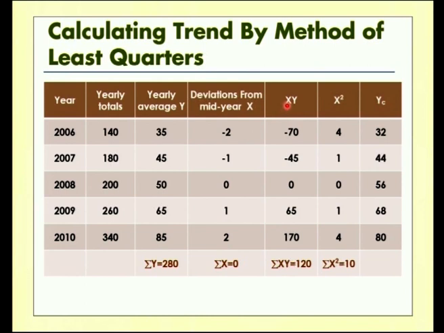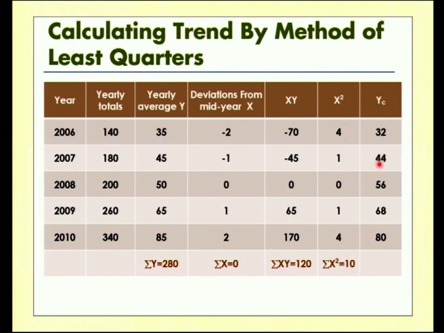Then calculate x into y. X into y is minus 2 into 35, that is minus 70, minus 1 into 45 is minus 45, like that these x values and y values are multiplied, and we take the summation. Summation y is 280, summation x should be 0, so that we can use the direct formula for trend. Summation xy is equal to 120, summation x square is 10, and these are the trend values.